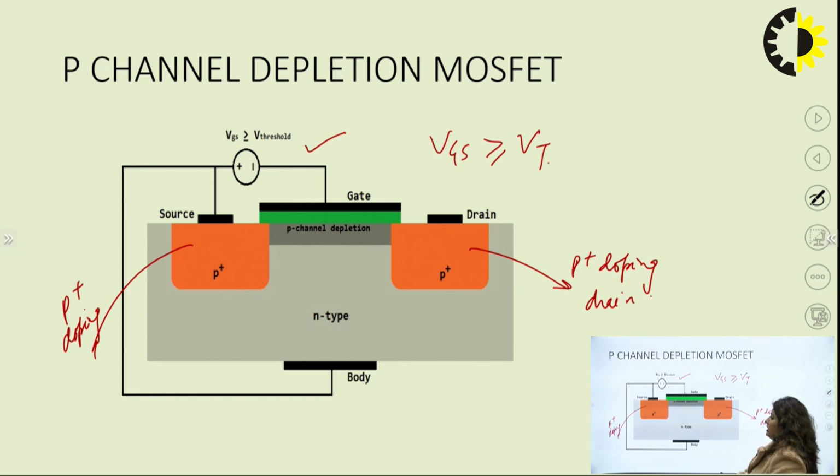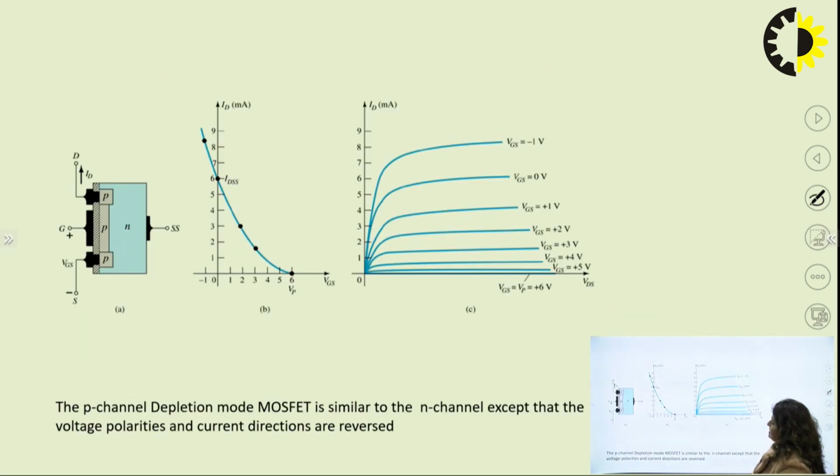Initially in the P channel depletion type MOSFET, there will be a formation of channel, but as you apply the gate voltage in the negative form, the holes will get attracted towards here and it will create a P channel depletion type MOSFET. We can see from the characteristic, the first diagram, diagram A, the P channel depletion type MOSFET is similar to the N channel, except that the voltage polarities and current directions are reversed.